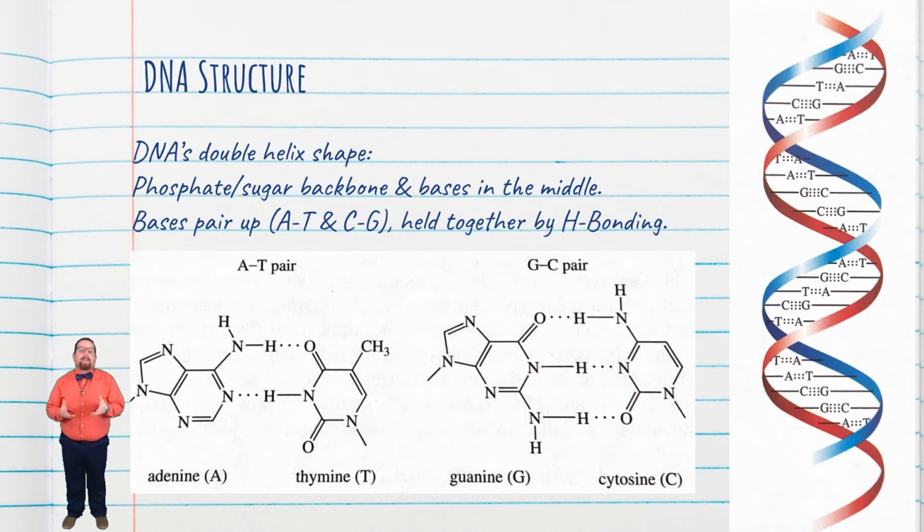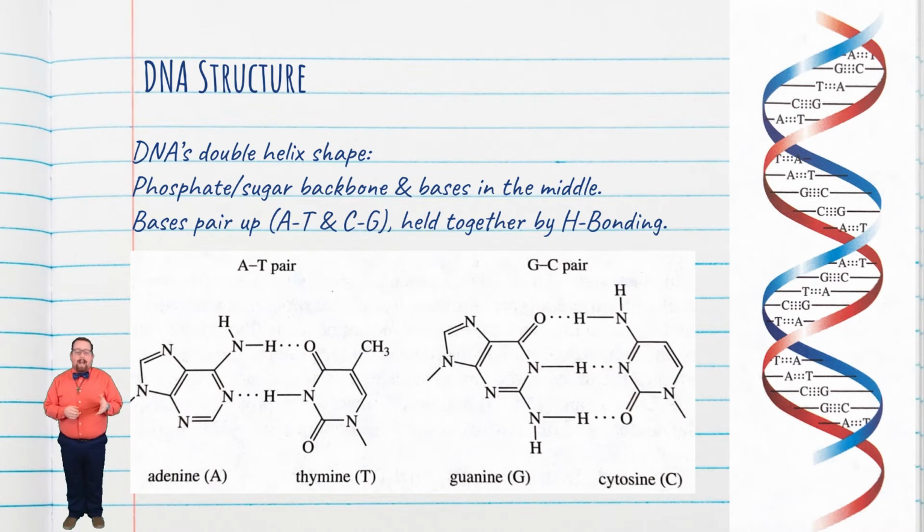Imagine it as a rope ladder that's all twisted up. The sides of the ladder would be the backbones of the molecule, the sugar and phosphate bits, and the rungs of the ladder would be the base pairs held together by hydrogen bonds. Those bases pair up in a very specific way. Adenine only ever pairs with thymine, and guanine only ever pairs with cytosine.